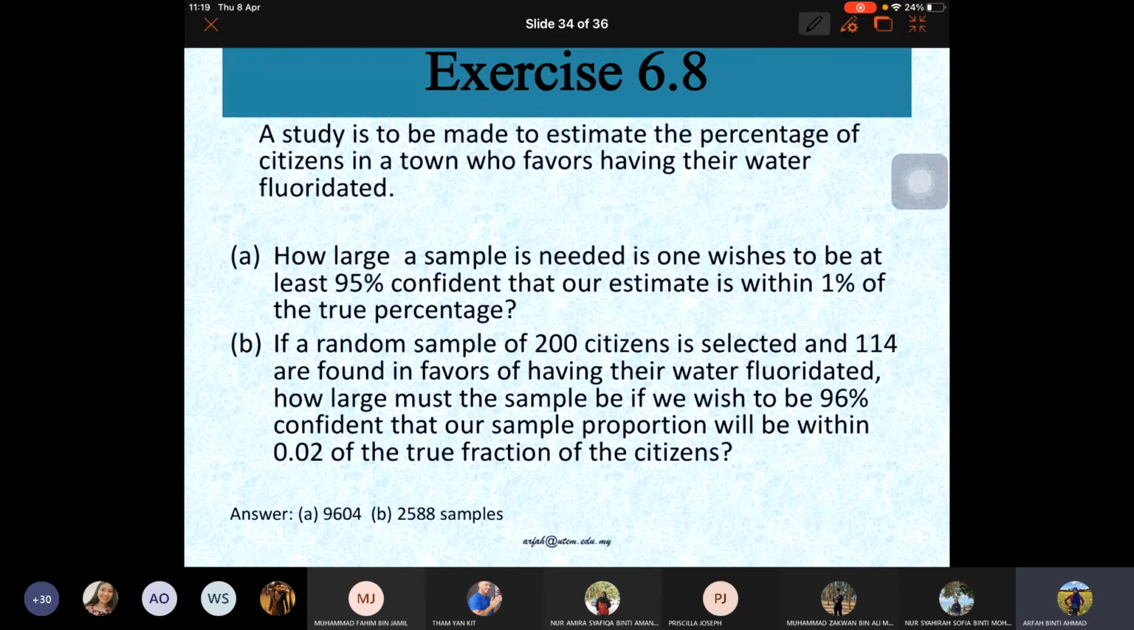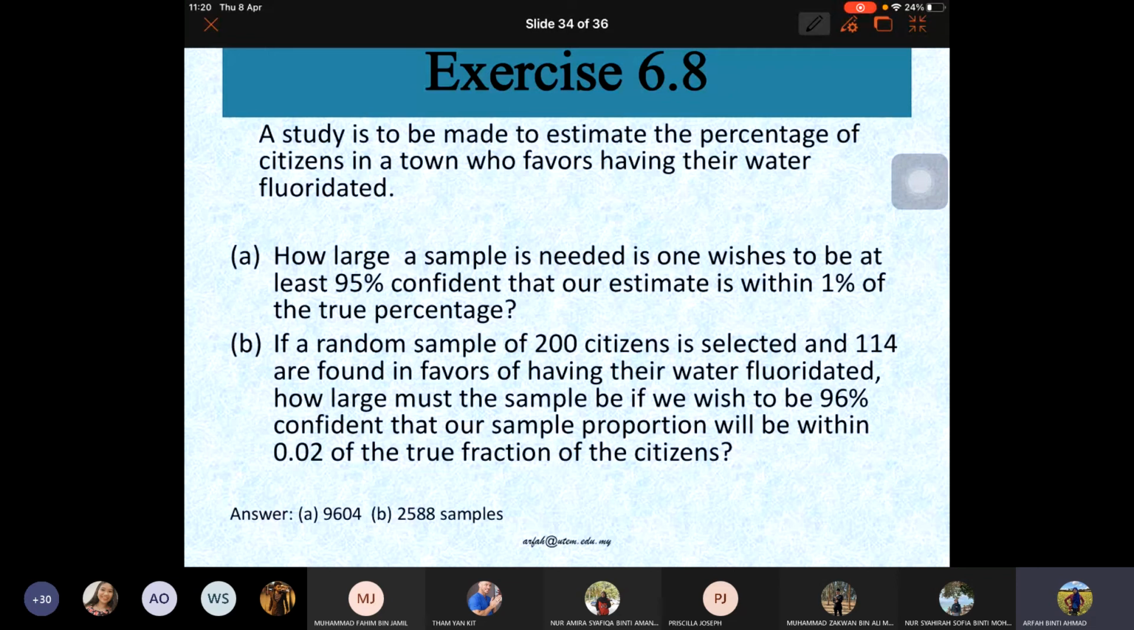And if a random sample of 200 citizens is selected and 114 are found in favors of having their water fluoridated, how large must the sample be if we wish to be 96% confident that our sample proportion will be within 0.02 of the true fraction of the citizens.